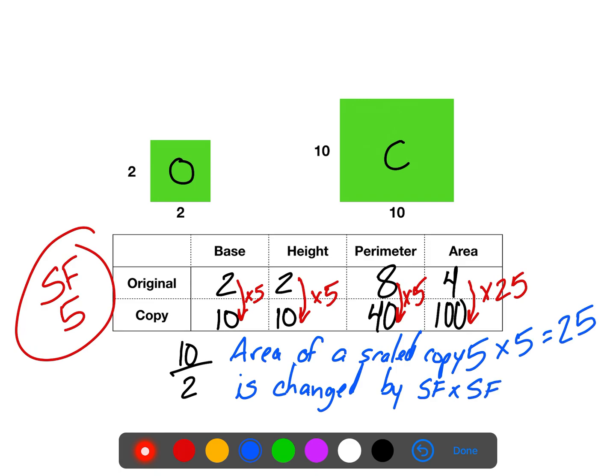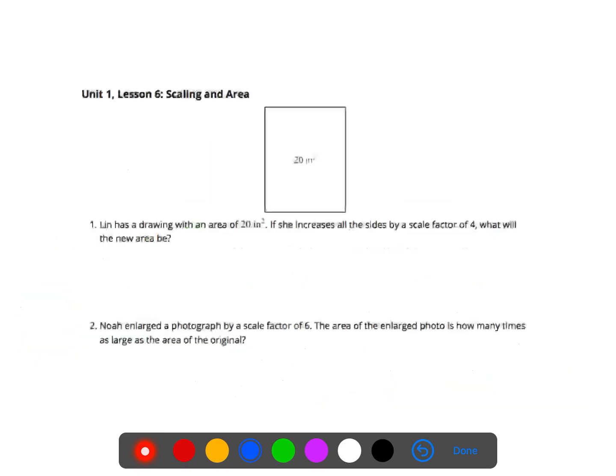Okay, now another way to say that would be the scale factor squared, or using that exponent of 2 to represent it. You could say the scale factor squared, because that means the same thing as multiplying it by itself. Okay, give question 3 and 4 a try, and now we're going to move on to the last activity, which is right before the lesson summary.